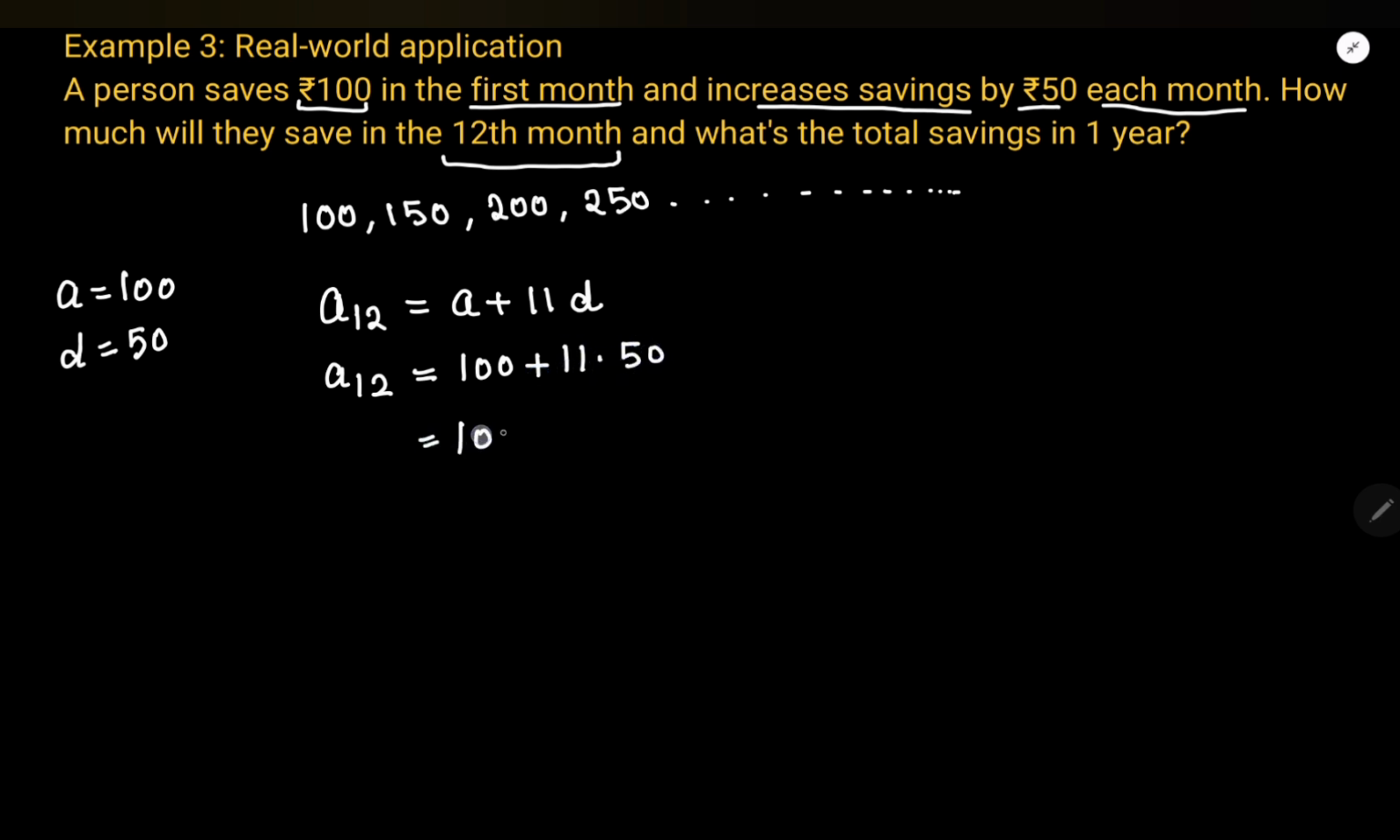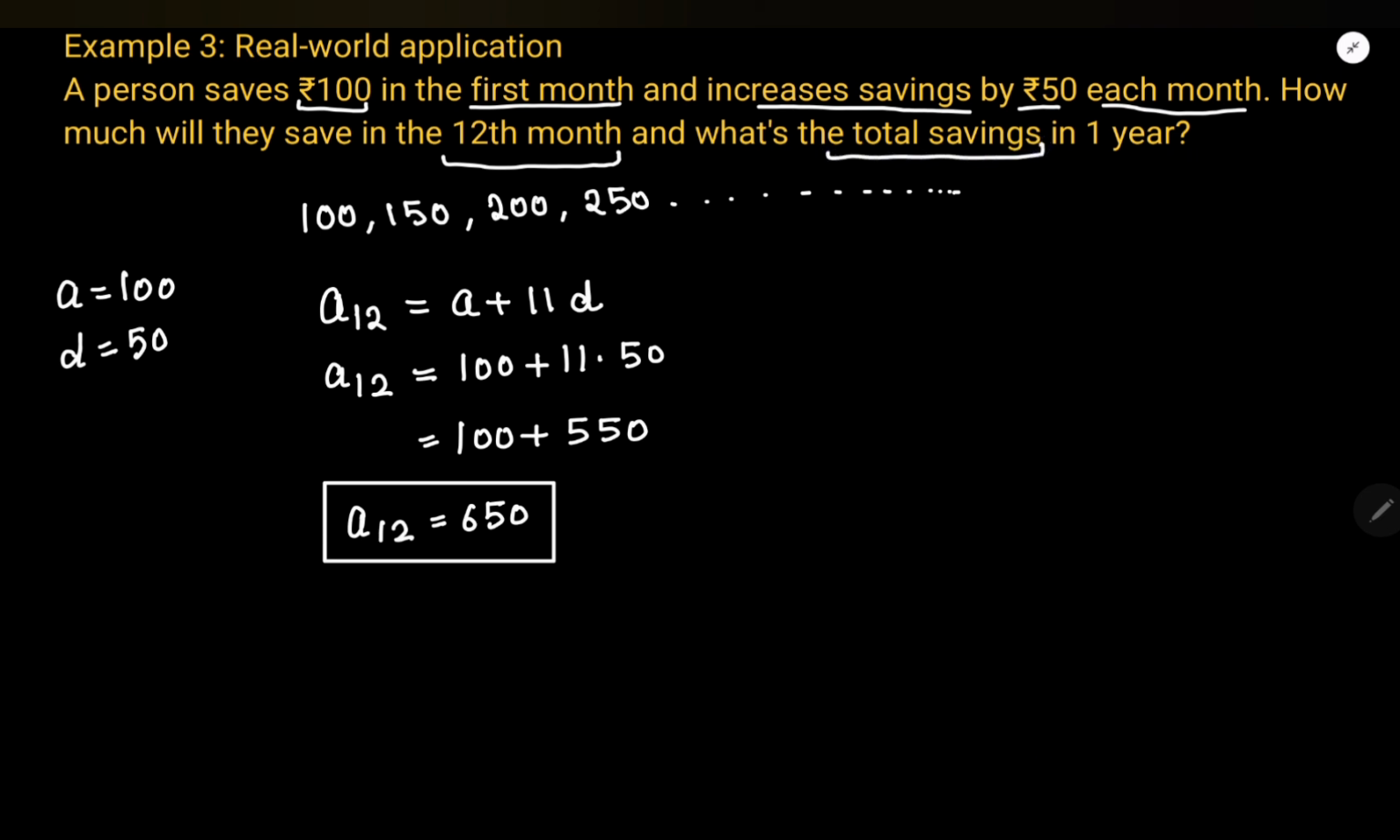That is 100 plus 550. That is equal to 650. So what is the 12th term? The 12th term is equal to 650. Okay. Then they are asking, what is the total savings in 1 year? Total saving means we will have to add all these savings. Whatever we saved in the first month plus second month plus third month, like that we will have to find S12. Like in 12 months, what is the total? Total means sum. Sum means S12.